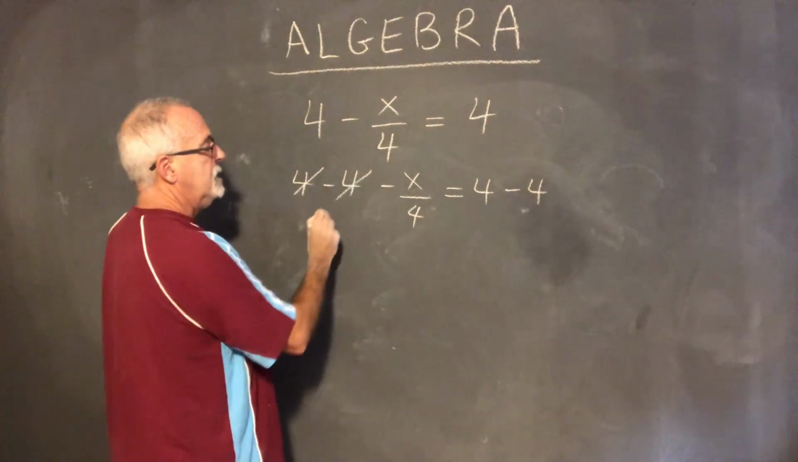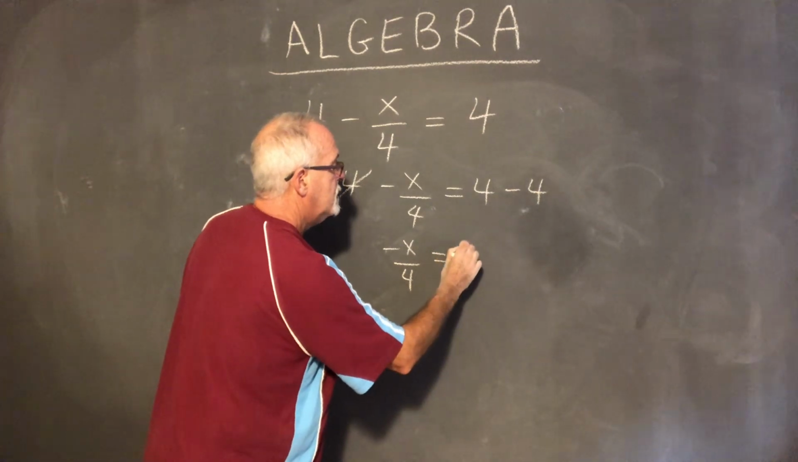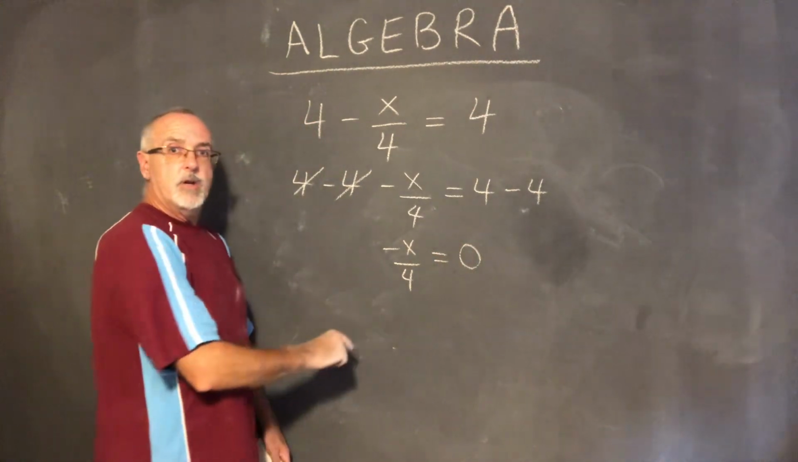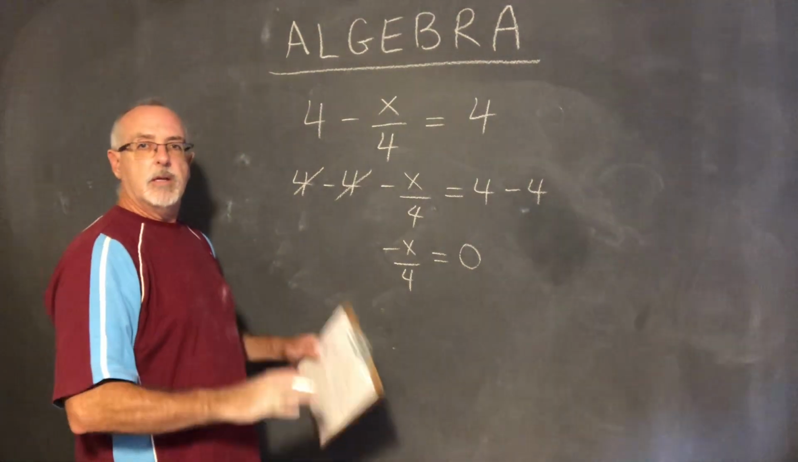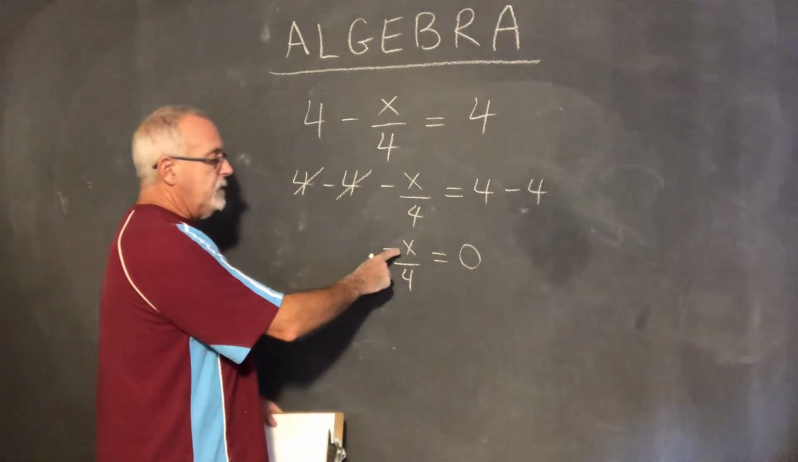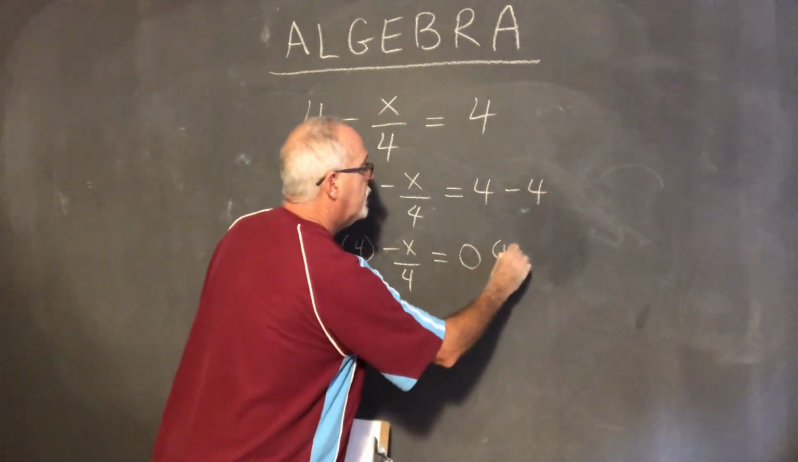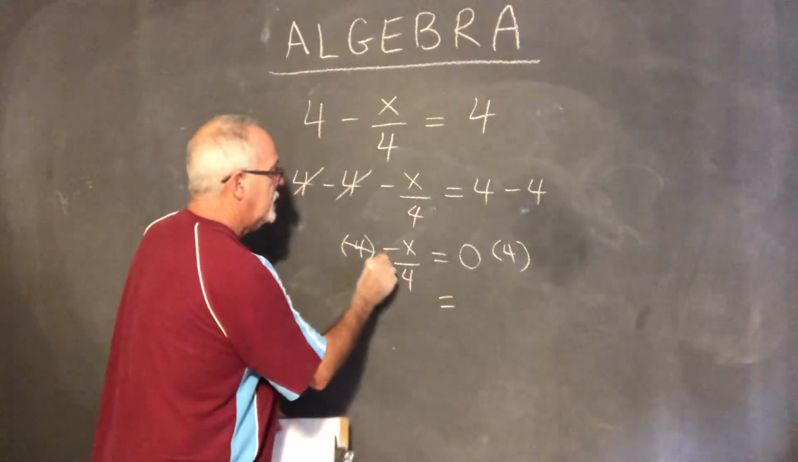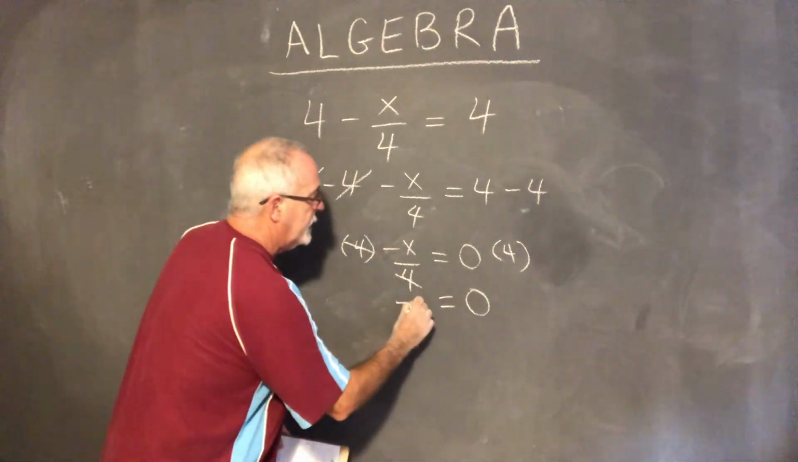These cancel. I have negative x over 4 equals 0. Oh, I got a 0 and I wasn't finished. Should I worry? I'm not worried. I'm going to trust the skills that I've learned. My negative x is being divided by 4. I want to do the opposite, so I'm going to multiply both sides by 4. I can multiply 0 by 4. I know how to do that. These cancel. 0 times 4 is 0, though, and I have negative x equals 0.